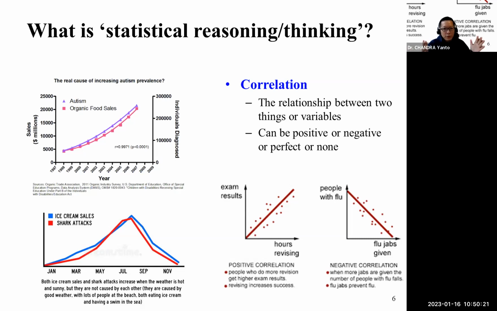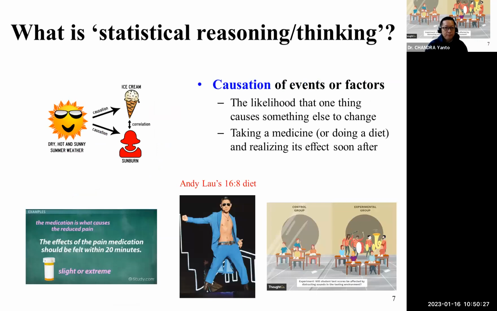So we need to understand the different types of correlations and what they really mean. So this is what we're going to talk about. Another important type of statistical reasoning is causation. Now, causation is about if you do X, you will cause a change in Y, right?